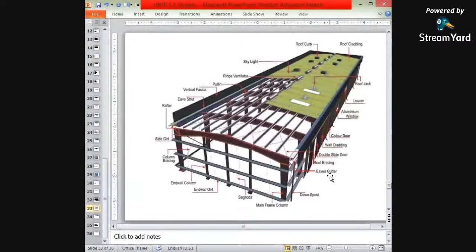There is an eaves gutter here to drain out water, that is, in case of rainy seasons, to drain out the water collected at the top. So here the eaves gutter is used. Again, these are the various things considered in the case of industrial sheds.